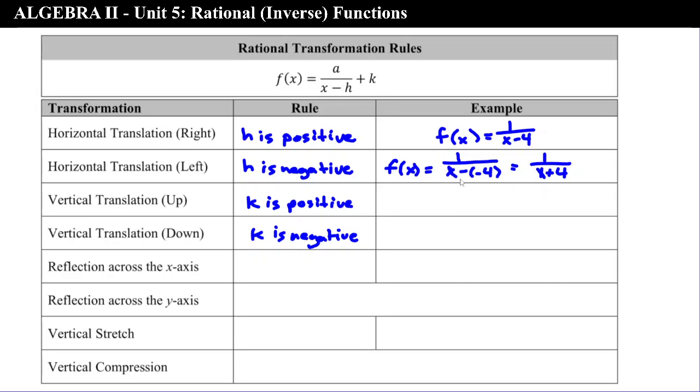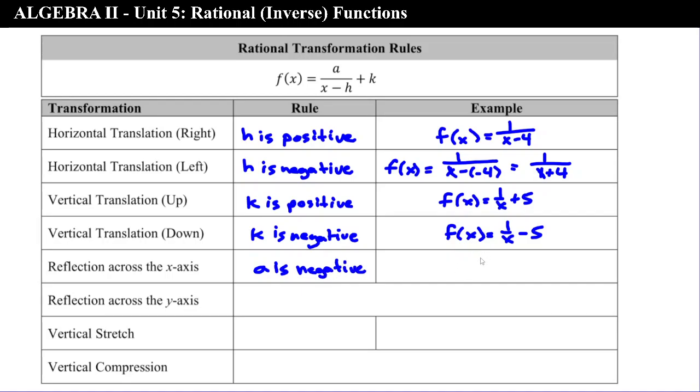All right, so now let's talk about vertical translations up. So you've got f of x equals 1 over x, and say plus 5. Okay, so that one looks like it makes sense, and so does the other f of x equals 1 over x minus 5 for when k is negative. All right, well, we have a reflection across the x-axis when a is negative. Okay, so that's the same.